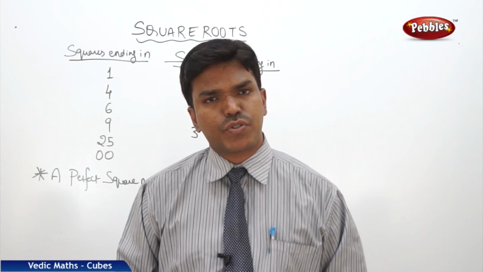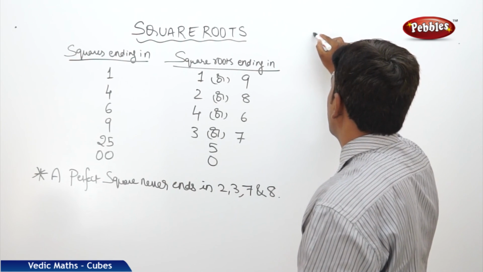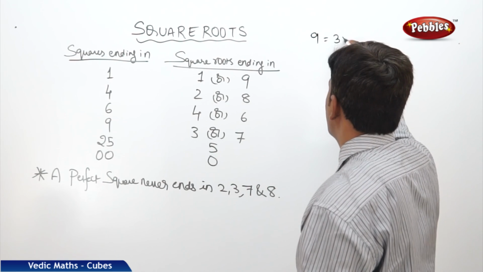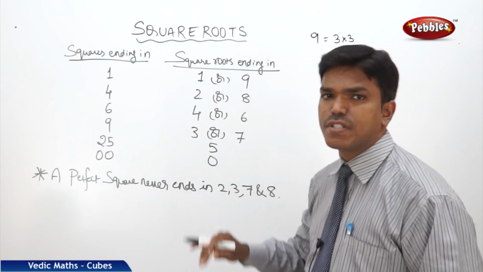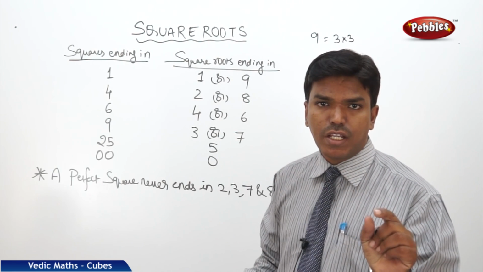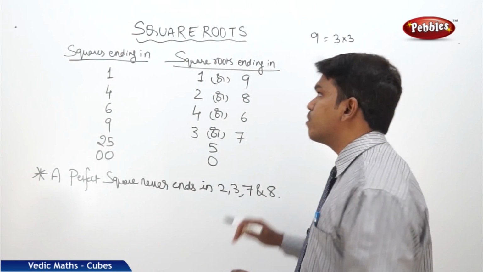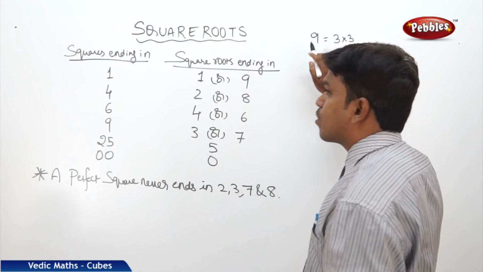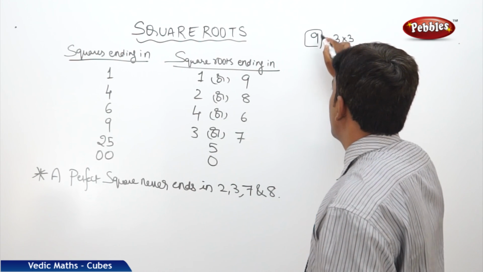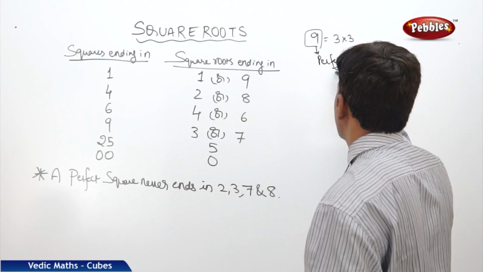So what do you mean by perfect square? For example, if I take the value 9, 9 can be written as the product of two same numbers, 3 into 3. Similarly, 16 means 4 into 4. So those numbers which can be written as a product of two same numbers are known as perfect squares.